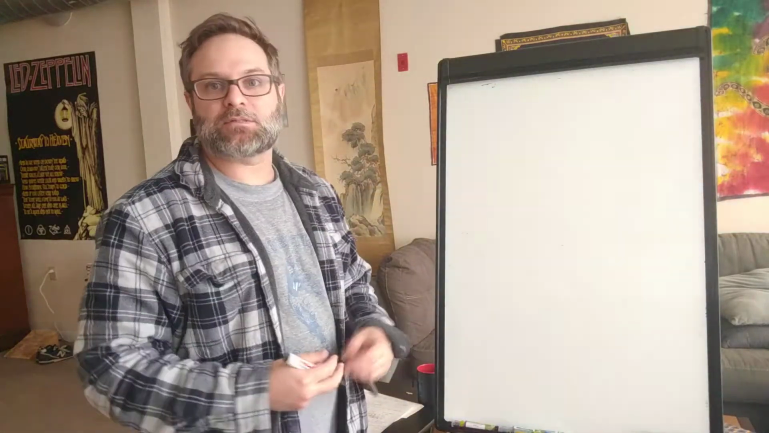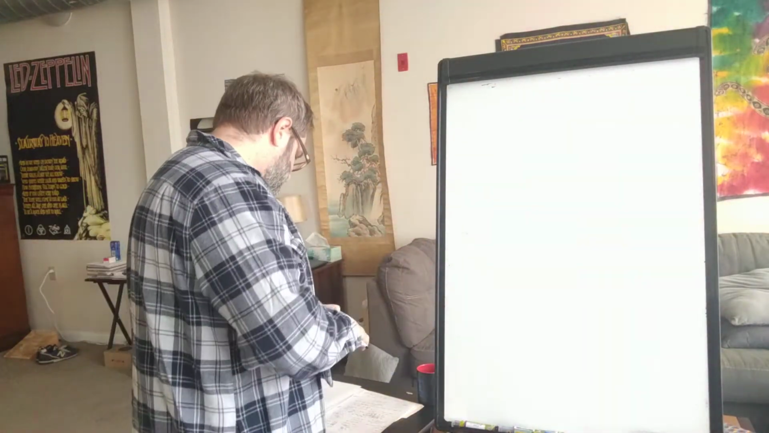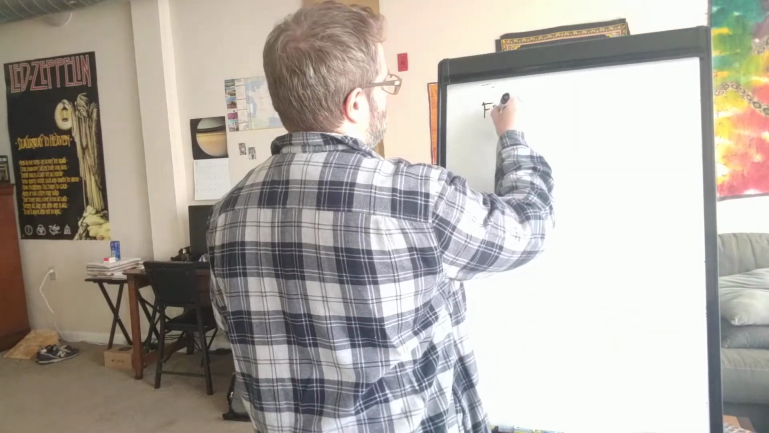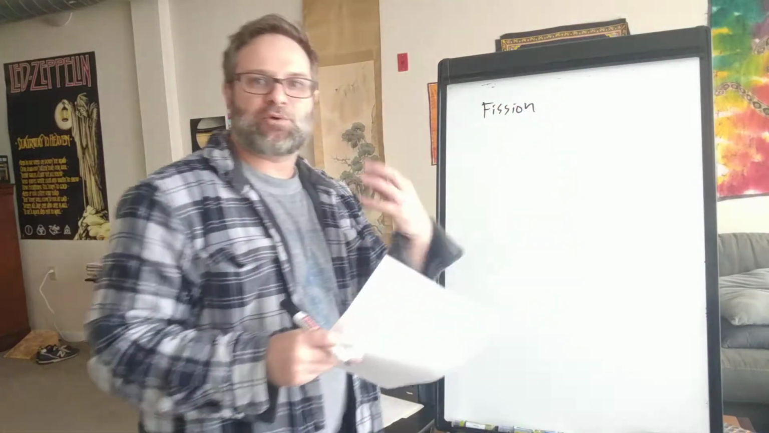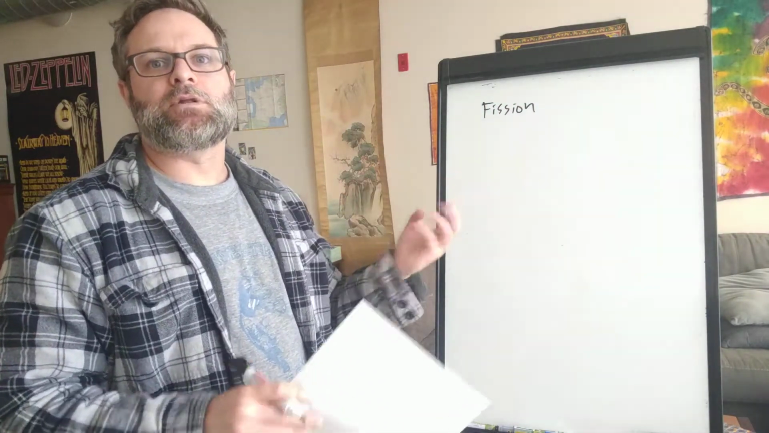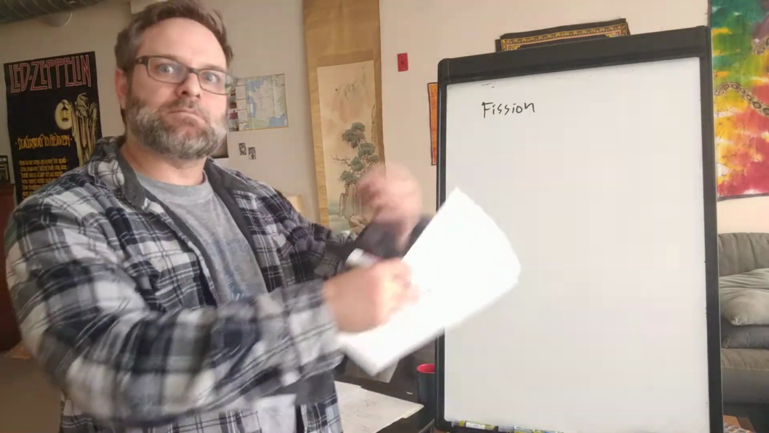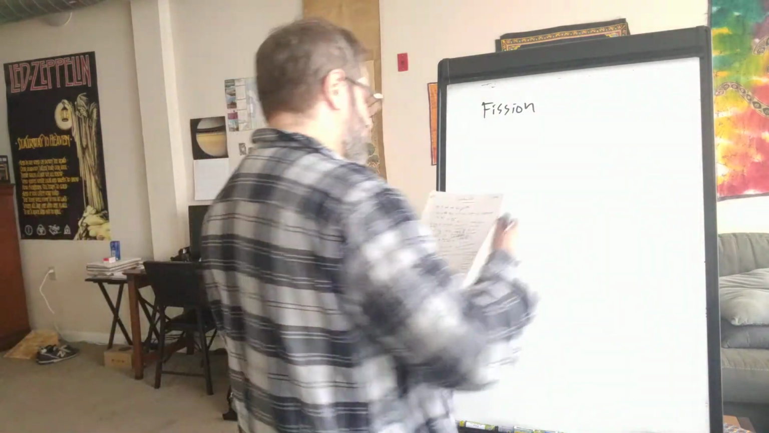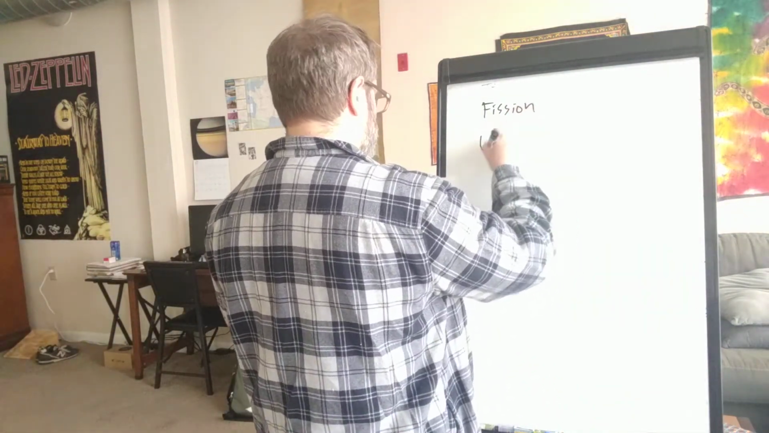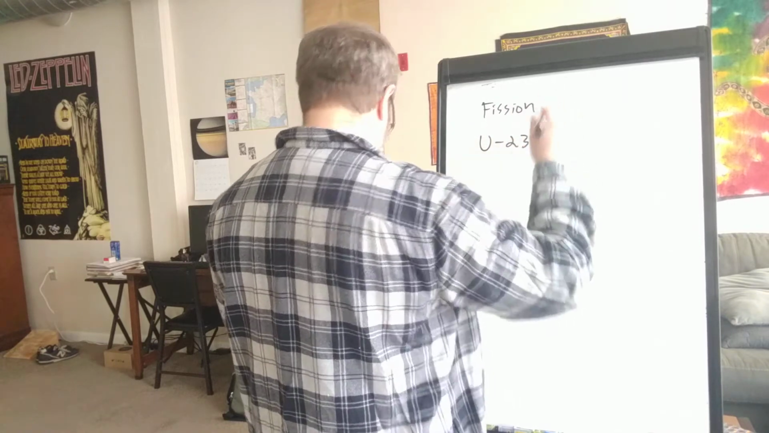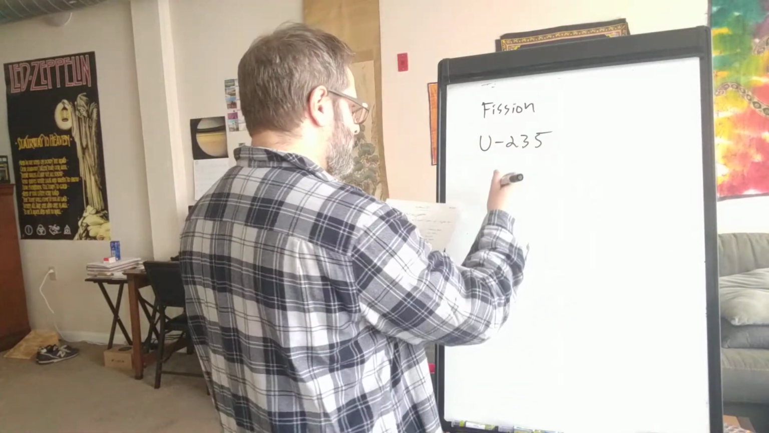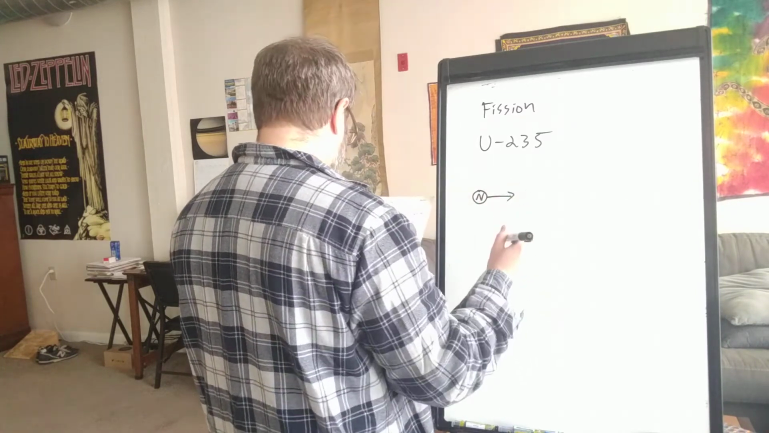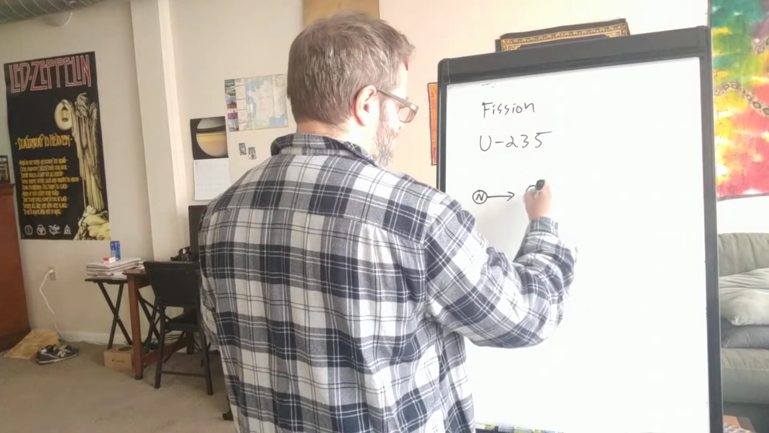Okay, so let's talk a little bit about where that energy comes from and how it's released. Well, the mechanism is fission. So fission is when we break apart an entire nucleus into other pieces and we have new constituent elements. So if we have the uranium isotope U-235, we can take a neutron and fire it at that U-235 nucleus.